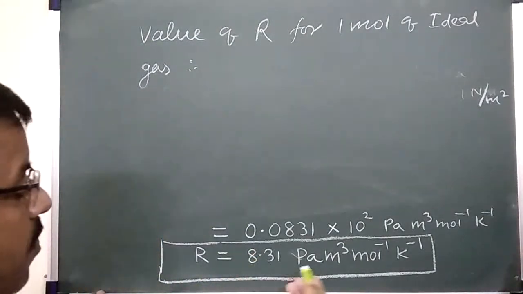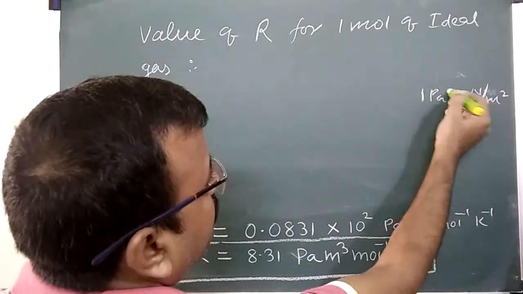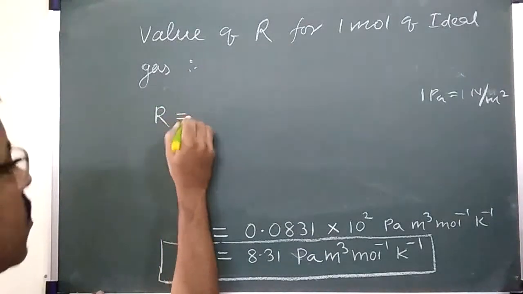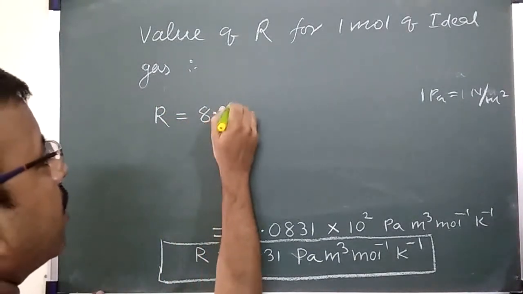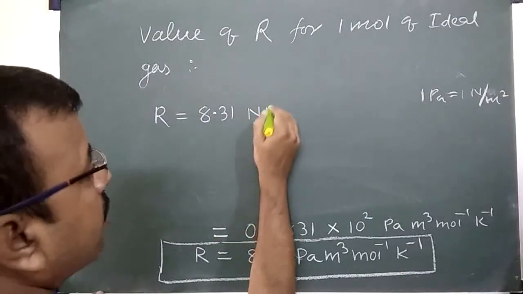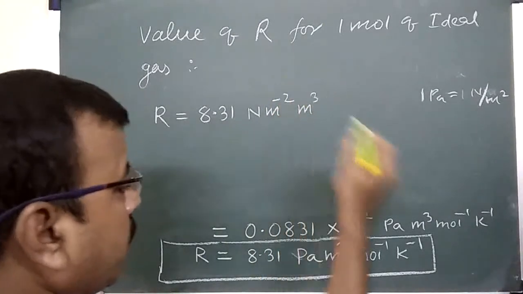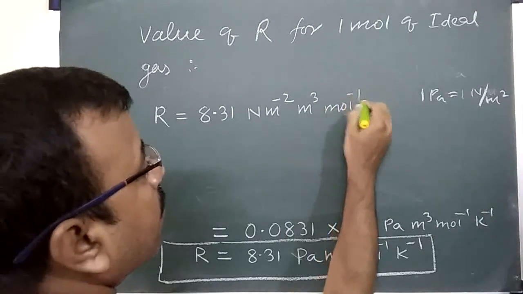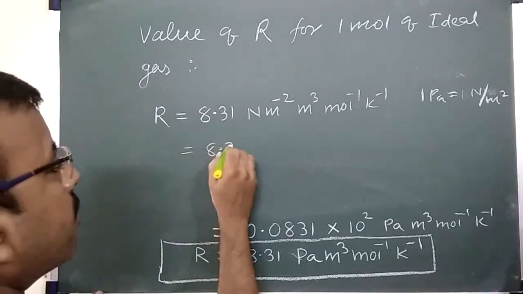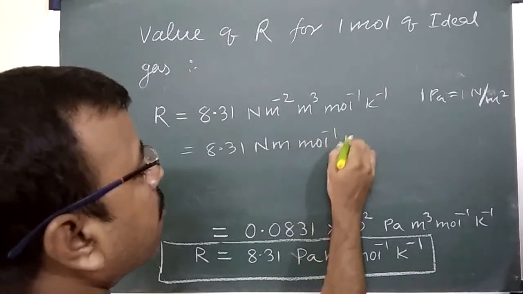Here you see, in place of Pascal, since 1 Pascal is equal to 1 Newton per meter square, if you use this value, then R is equal to 8.31 Pascal, that is Newton per meter square, into meter cube per mole per Kelvin. Here we can write 8.31 Newton meter per mole per Kelvin.